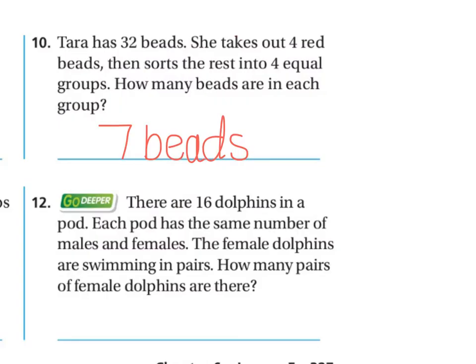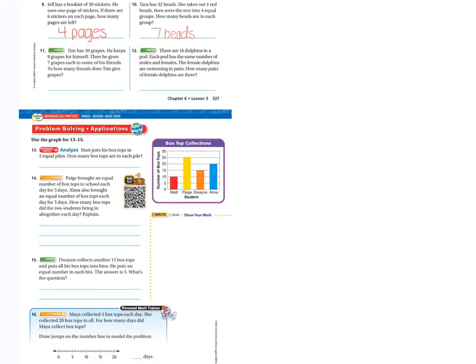The answer to number 10 is 7 beads. Please fast forward now if you got 7 beads. The first thing you need to do in number 10 is you need to subtract the 4 red beads that Tara takes out. So she started with 32. She took out 4 red beads. That leaves her with 28 beads.